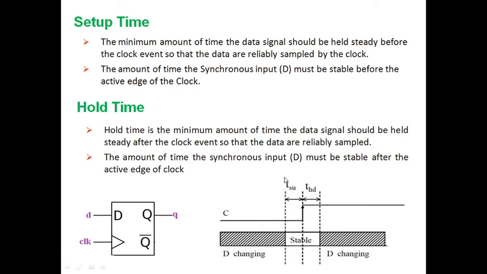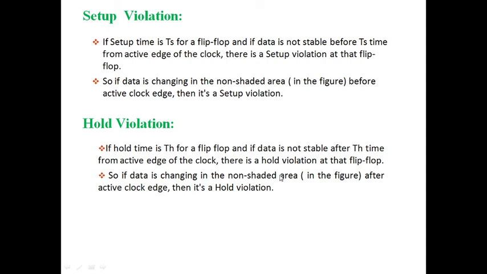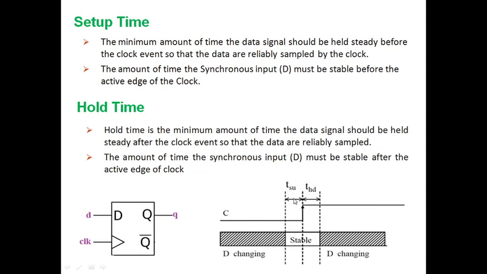Now according to setup violation, if setup time TSU is given for a flip-flop, and the data is not stable during this region, that means before the active edge of a clock, then the circuit is under violation, as the data is changing in the non-shaded region before the active edge of a clock. So my D flip-flop is under violation if data is changing in the non-shaded region.